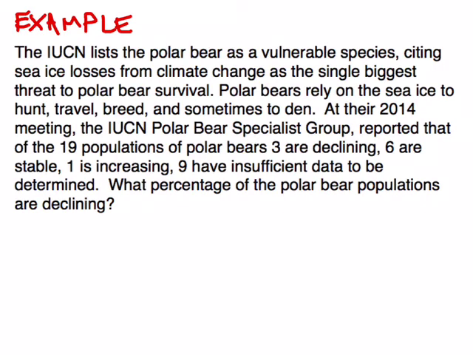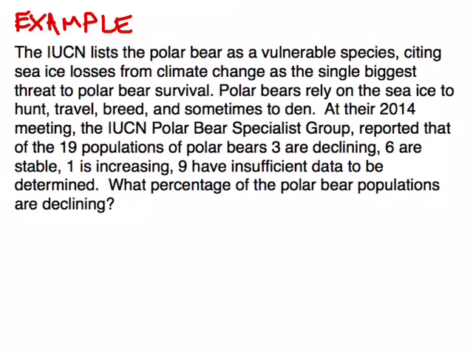Here's an example that we're going to be working with during this lesson. I'll read it to you and you can read along. It says, the IUCN lists the polar bear as a vulnerable species, citing sea ice losses from climate change as the single biggest threat to the polar bear's survival. Polar bears rely on sea ice to hunt, travel, breed, and sometimes to den. At their 2014 meeting, the IUCN Polar Bear Specialist Group reported that of the 19 populations of polar bears, 3 are declining, 6 are stable, 1 is increasing, 9 have insufficient data to be determined. What percentage of the polar bear populations are declining?